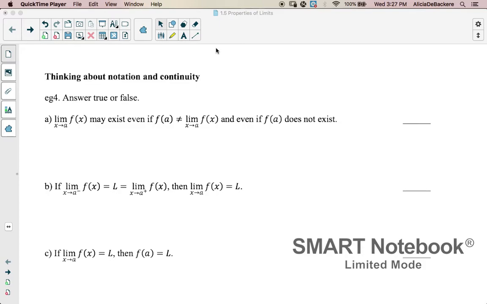Okay, welcome to lesson 1.5, properties of limits. To get started today, we're going to finish up the last example from yesterday. We're looking at a true and false question. We've got a couple statements here.